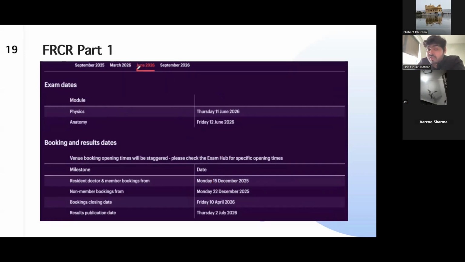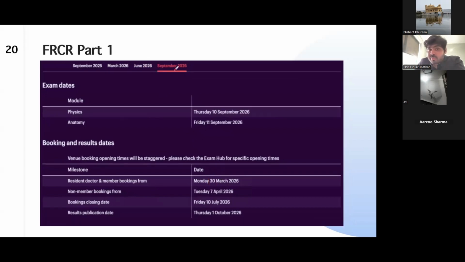If you're planning for the June 2026 exam, the day you'll have to remember is the 15th of December. The slots are opening on the 15th of December, so you'll have to be on your toes to book a slot, because the slots get over very rapidly, right? If you are preparing for September 2026, the slots are opening on the 30th of March.